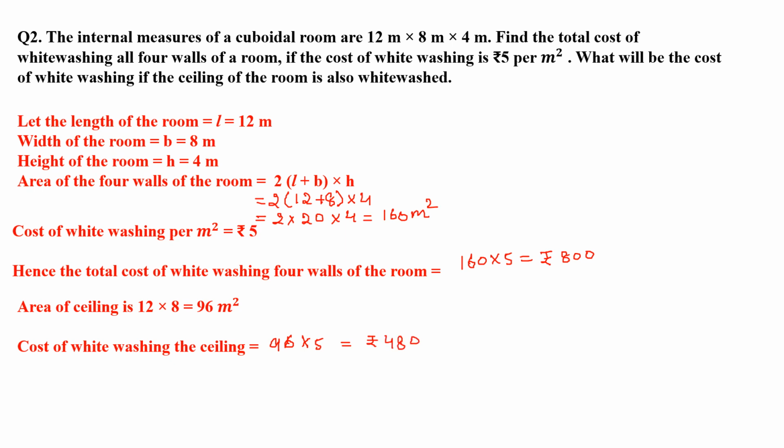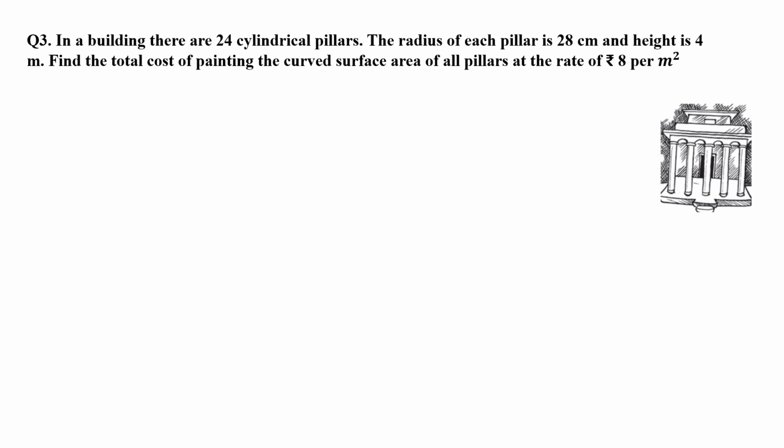Now the total cost will be the final cost. Area of the 4 walls plus ceiling will be equal to 800 rupees plus 480 rupees. And if you add it, you will get your answer as 1280 rupees. So this is the final cost of whitewashing the 4 walls of a room plus the ceiling of the room. Okay. So this is the third question.